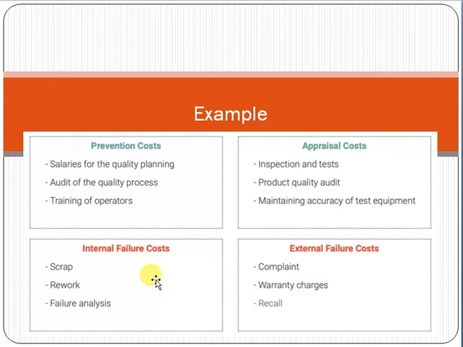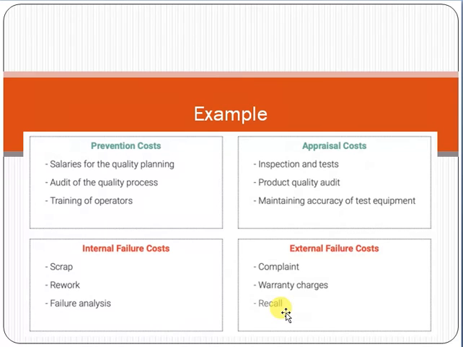Then the third one is the internal failure cost, like scrap, rework, failure analysis. For example, you have developed a software module and then you realize that it is not as per the requirement of the customer. You have invested 10 days of effort to produce the module, and you have to rework for 5 days again. So 5 days of rework is due to internal failure, and it will be added as a cost in your efforts.